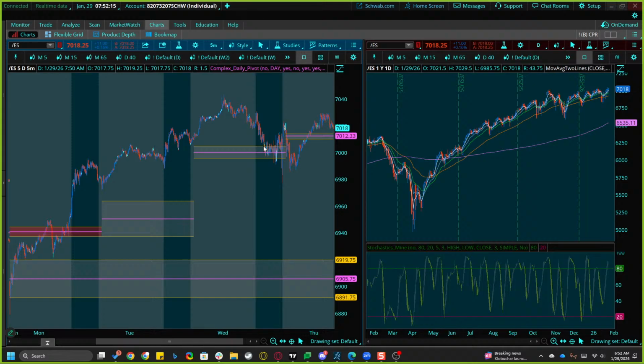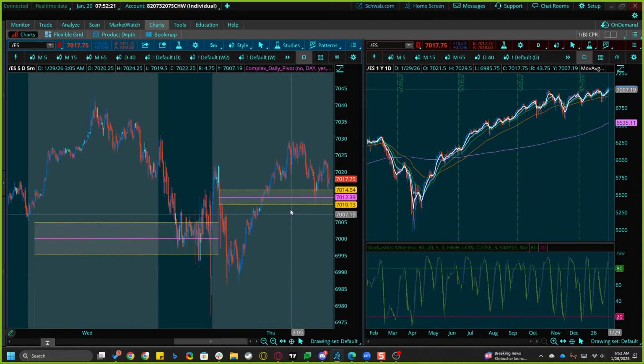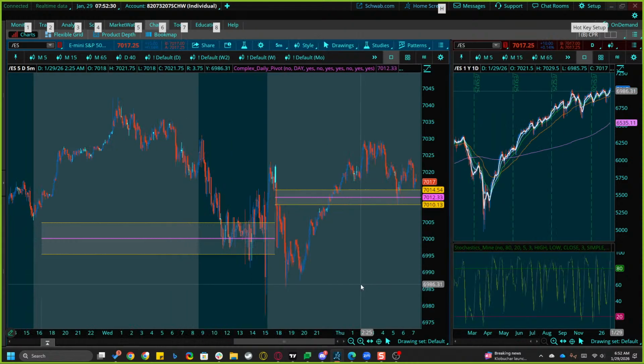MDP, missed daily pivot. We don't have one for today either because we've already hit it. We've crossed through it multiple times, so don't expect it to be any form of support or resistance.